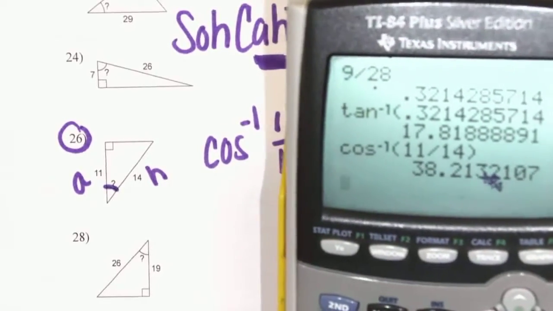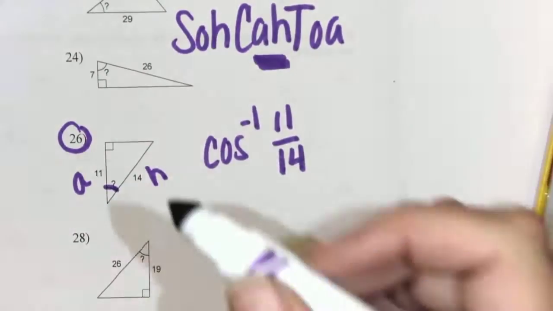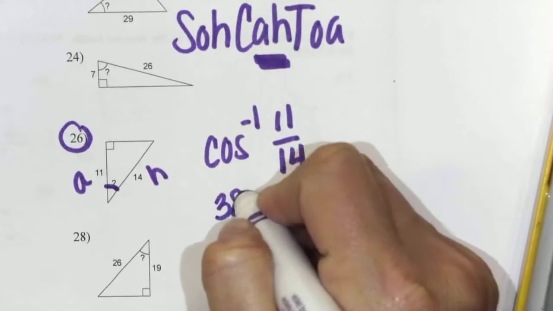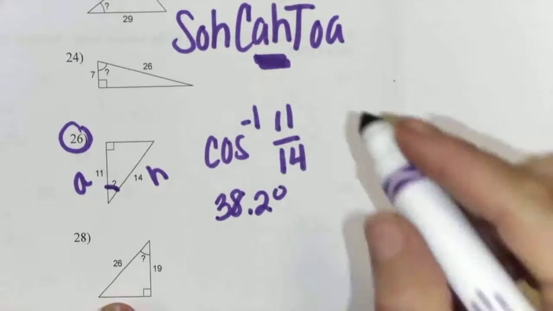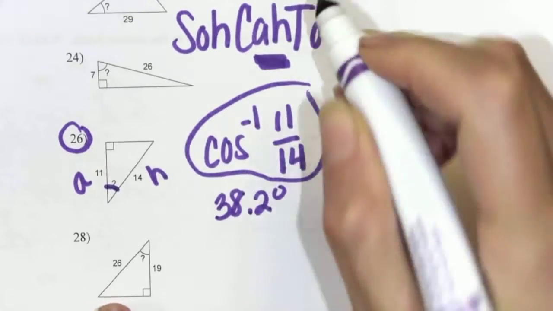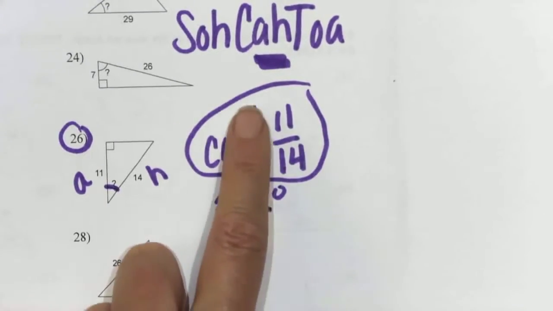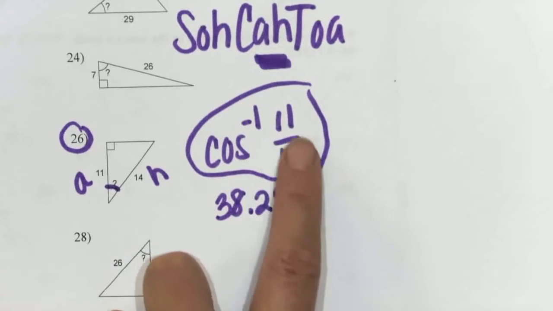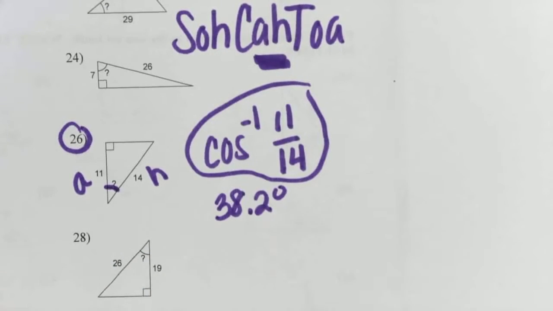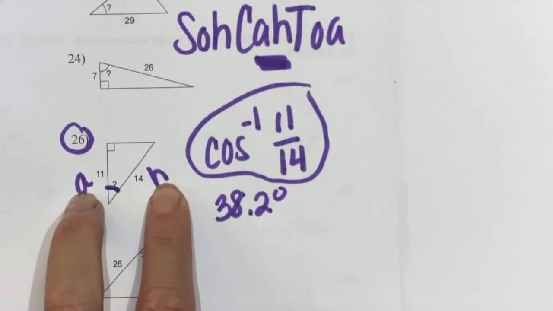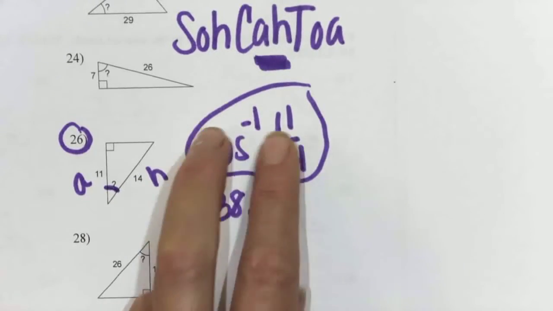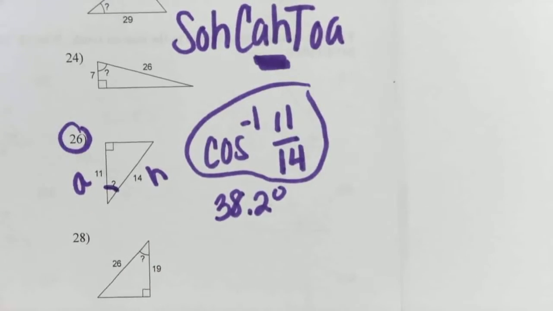38.2. I'd like you to round these to the nearest tenth. So this angle here is 38.2 degrees. To get credit for this, I want to see what trig function you used. Don't forget the -1 and then the fraction, and then write the angle that the calculator gives you. So mark it, label it, write what you put in your calculator, and your answer. They are not all cosine. Some are tangent and sine.